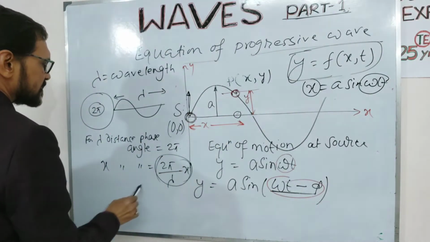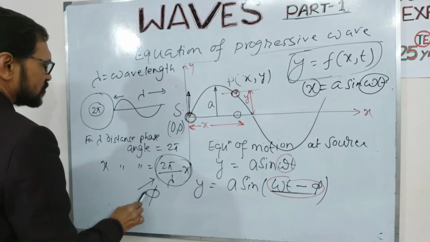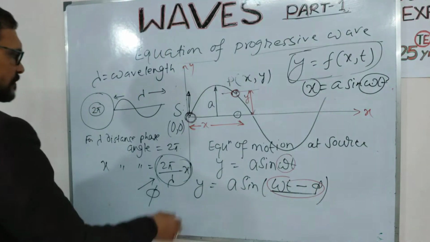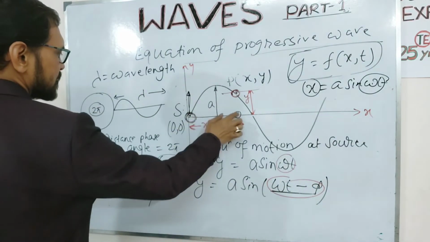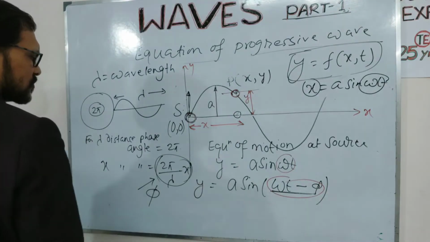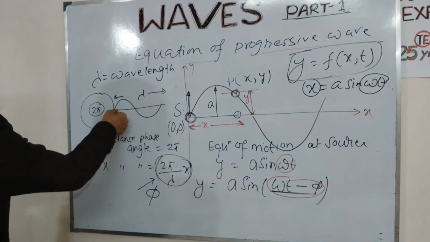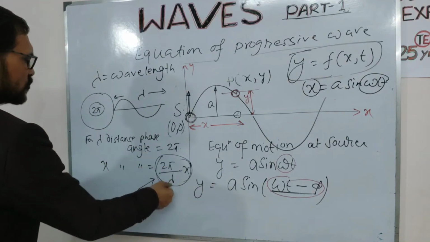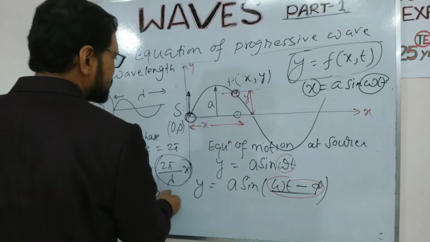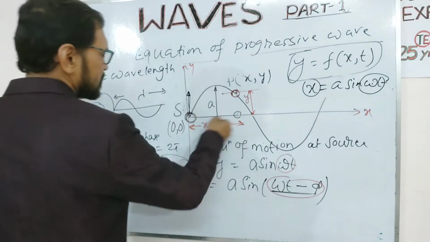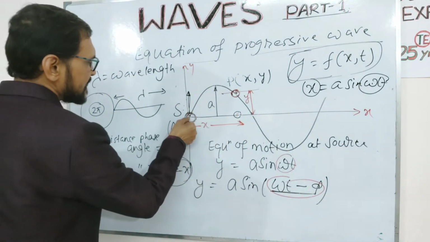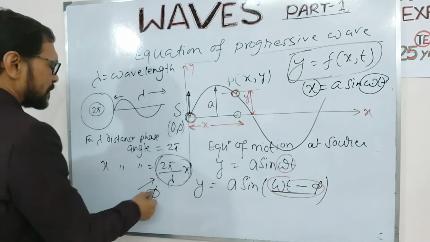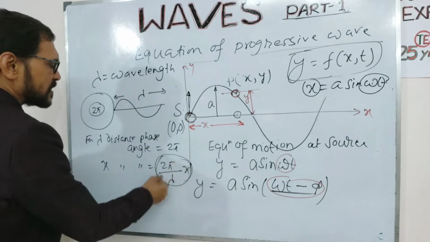This will be the phase difference due to the distance x, so phi will be this. We find this phi due to the position difference. For lambda distance, the phase angle is 2 pi. For x distance, the phase angle is 2 pi by lambda into x. So this is the phase difference between this and this due to the position. This particle is at distance x from the source, so due to the difference of distance, the phase angle difference should be this.